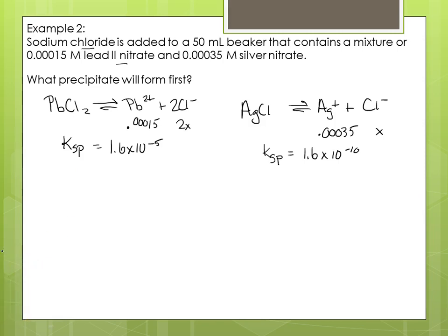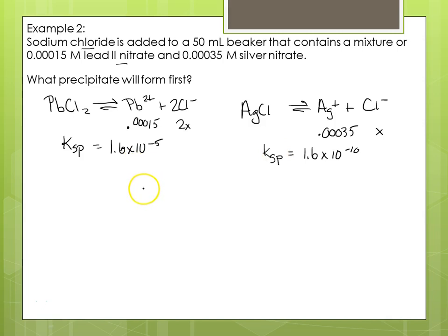When you're trying to figure out which precipitate is going to form first, what we're really trying to do is figure out what the concentrations of this ion are. What is the tipping point, when do you have enough to make the two different precipitates form? So you can't just always look at the KSP and decide, oh, this is a bigger number than this number, so maybe the lead chloride will precipitate first.